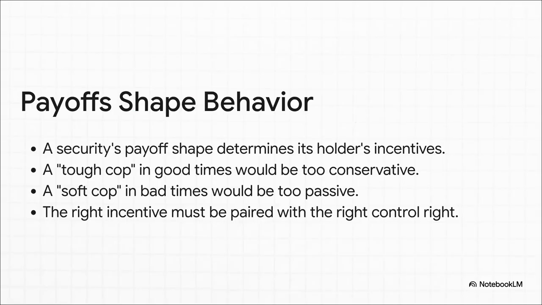Okay, this next point is a little subtle, but it's absolutely critical for your exam. The paper argues that you can't just separate the payoff from the control. They have to go together. The party in control needs to have the right financial incentives to make the right call. Just think about it. What would happen if you gave the tough cop debt holders control when the company's booming? They'd be way too conservative. They'd probably shut down valuable, risky projects. And on the flip side, if you gave the soft cop shareholders control during a crisis, they might be too passive and just let a manager gamble the firm into oblivion. So you have to match the right incentives with the right control.